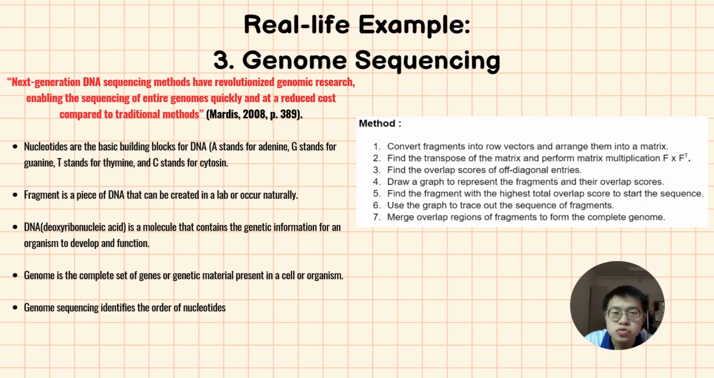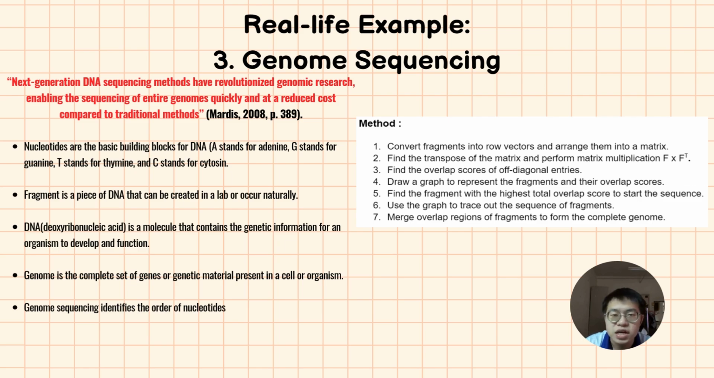Before we move on to implementing genome sequencing using linear algebra, let me explain some key terms that will be used later on. First of all, nucleotides are the basic building blocks of DNA. There are four of them, namely A, G, T, and C. A stands for adenine, G stands for guanine, T stands for thymine, and C stands for cytosine.